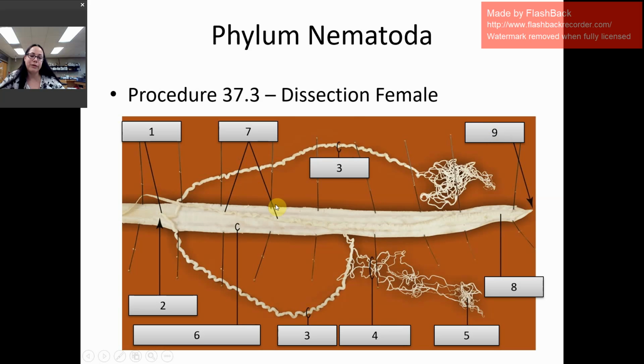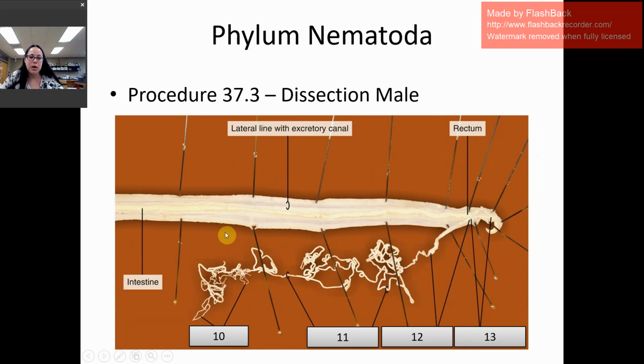Okay, we don't see the mouth here because the worm is too long and it wouldn't fit on the picture. But you have most of the organs over here. Okay. Oh, I forgot number 6. Number 6 is the line that is involved in excretion, and it's actually even labeled here on the male, lateral line for excretion, where you have all the excretory canals. Okay, so this is a male.